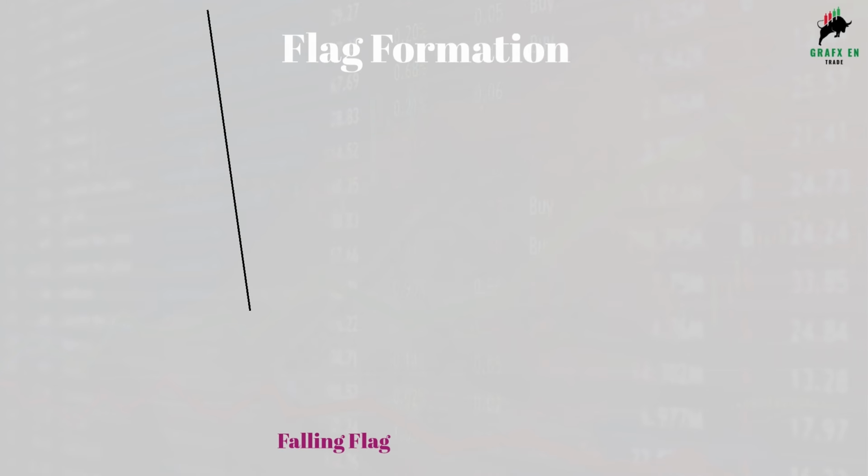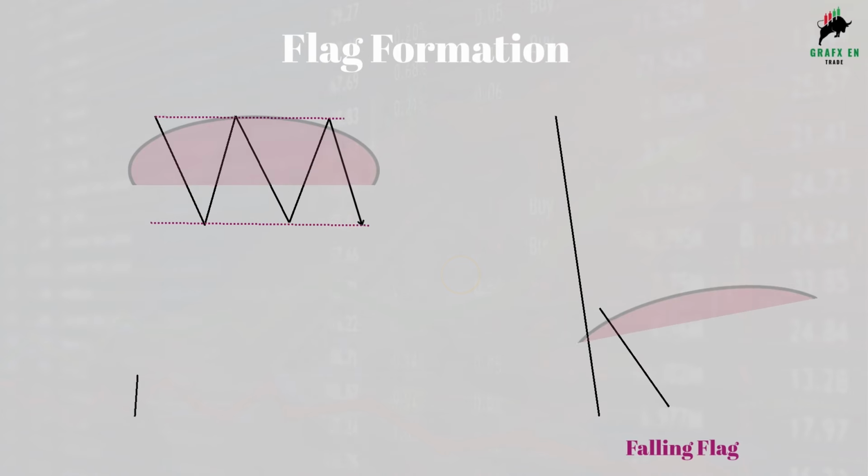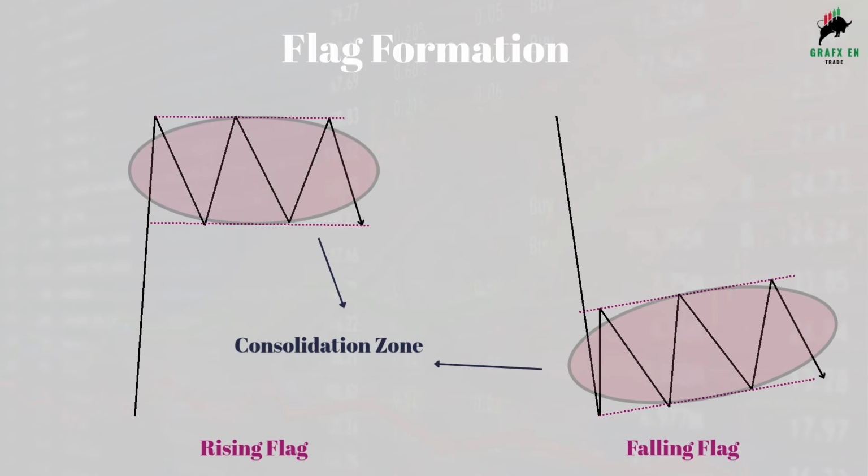In a bearish flag, the price drops sharply, then forms a small upward channel. Once the channel breaks, the movement usually continues downward. So the flag is like a small rest area, slightly sloped against the main trend.